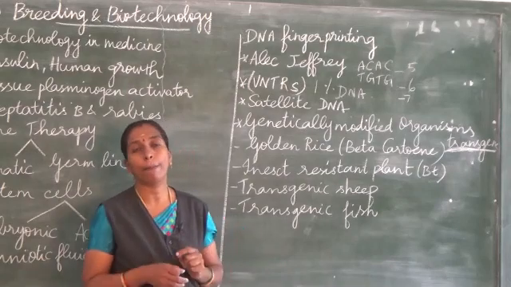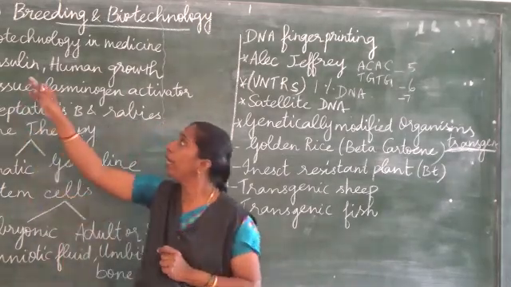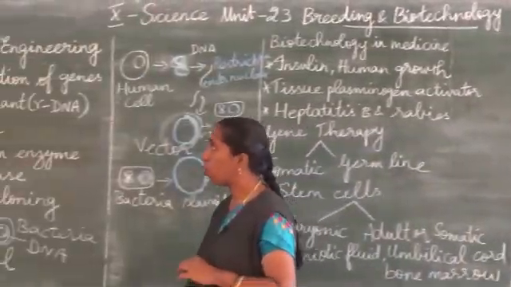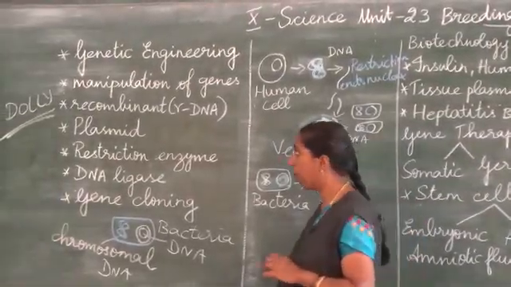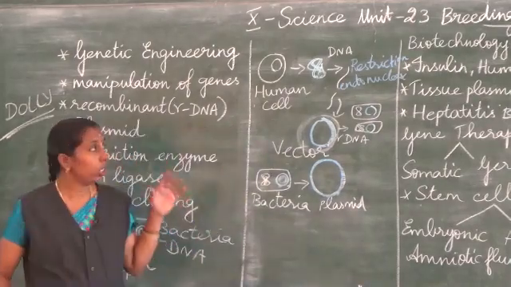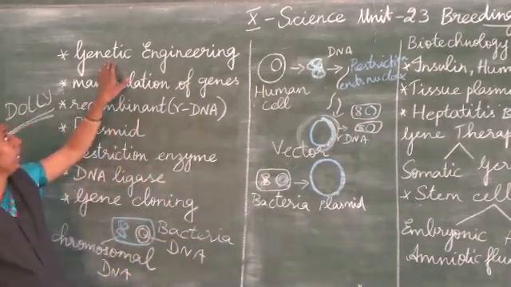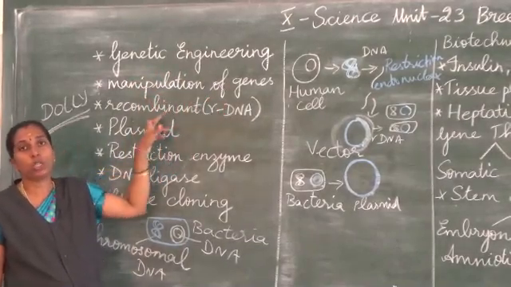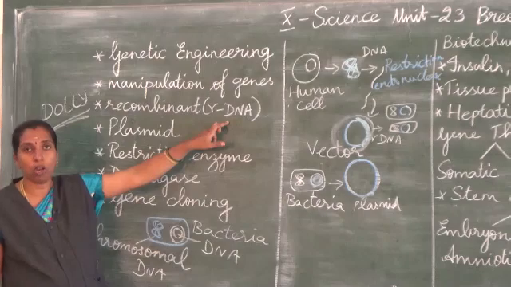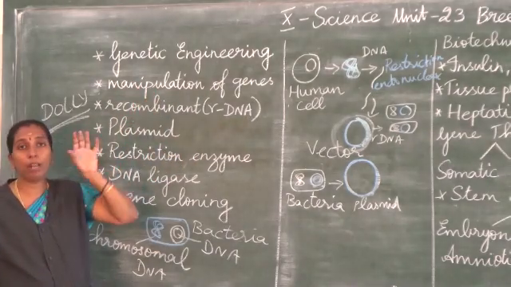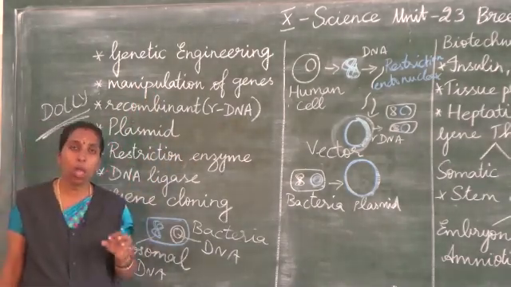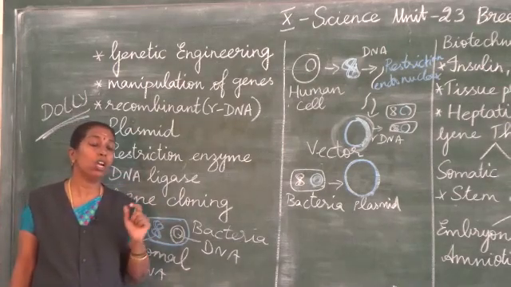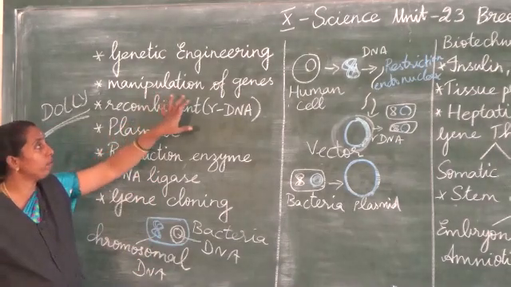With this we have come to the end of this lesson, breeding and biotechnology. I will just summarize the topics discussed in this video. The first one is genetic engineering. Genetic engineering means manipulation of genes. It is also called recombinant DNA technology. Manipulation means how we use or handle the genes in the DNA.